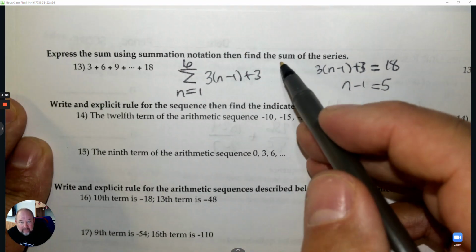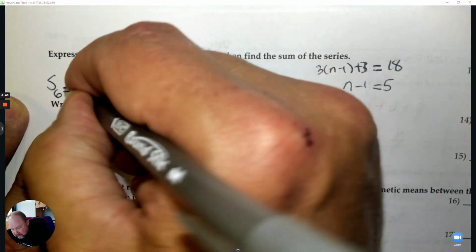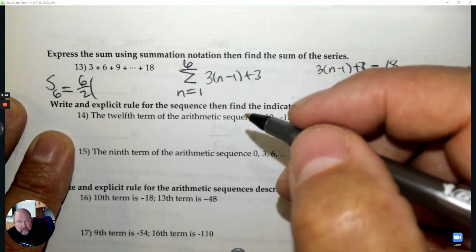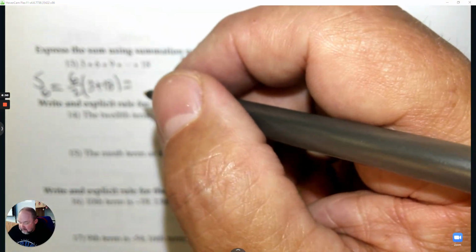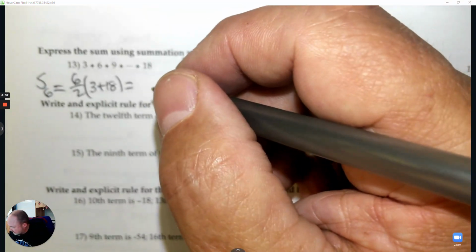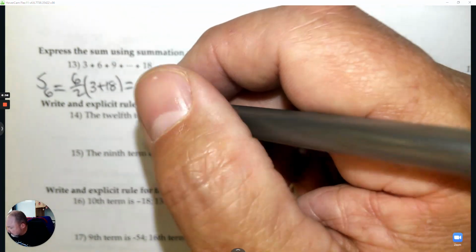And then actually add it. So we have a formula for that to add it up. So we take the number of terms, 6 divided by 2. And then the first plus the last to get the answer. So that's what? 3 times 21. 63.